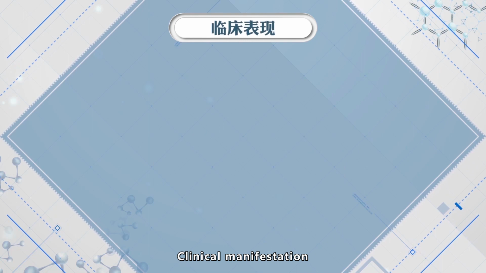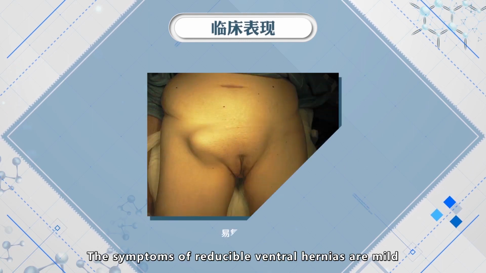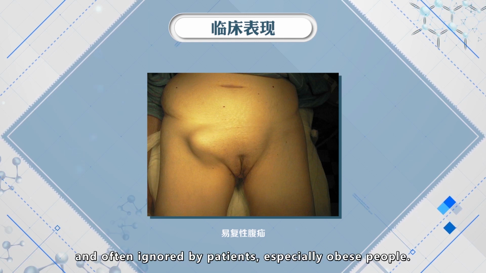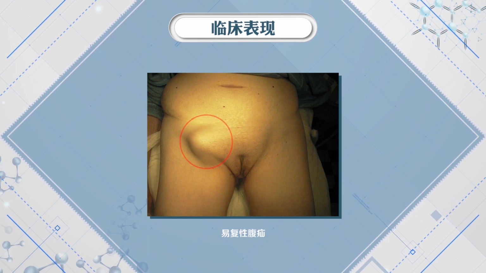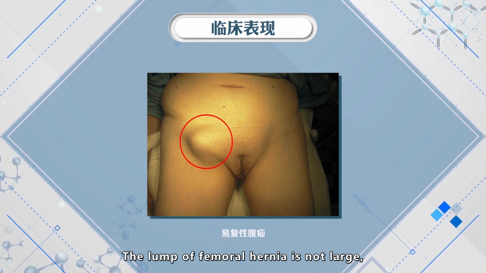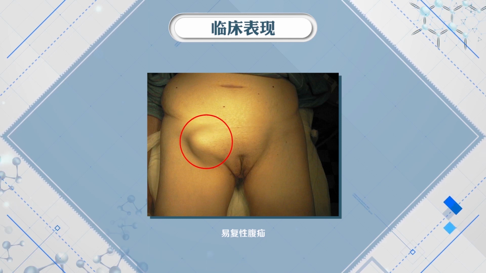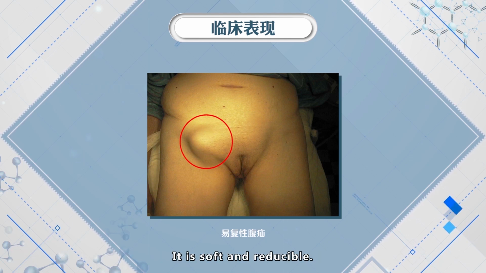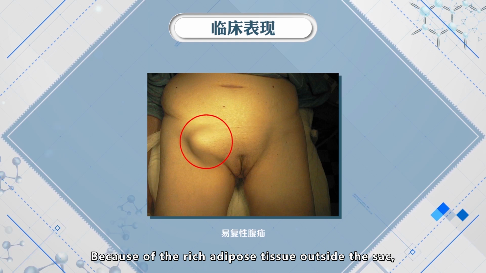Clinical manifestation: symptoms of reducible femoral hernia are mild and often ignored by patients, especially obese people. The lump of femoral hernia is not large, generally the size of a walnut or egg, and its main manifestation is a hemispherical protrusion at the fossa ovalis. It is soft and reducible because of a rich adipose tissue outside the sac.